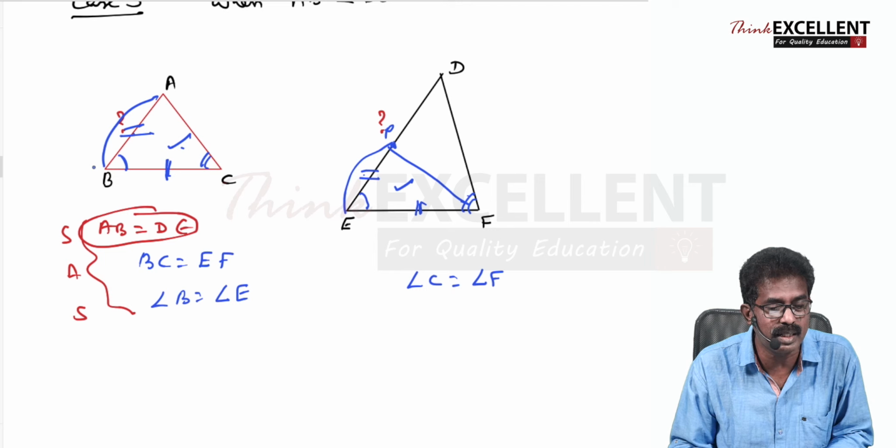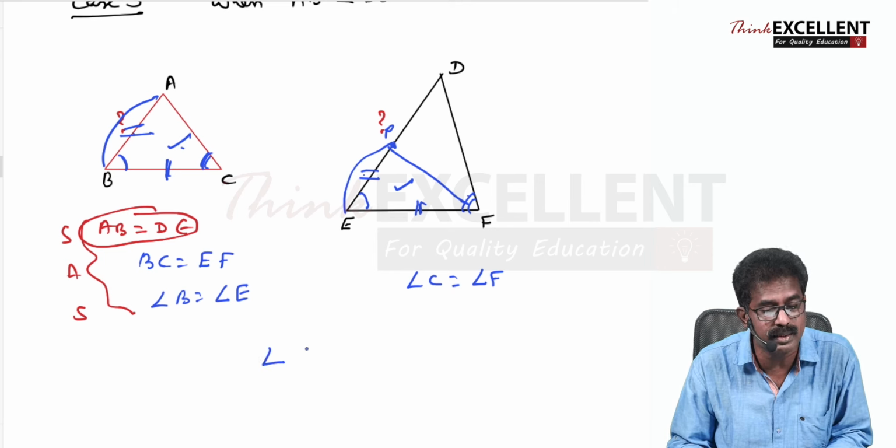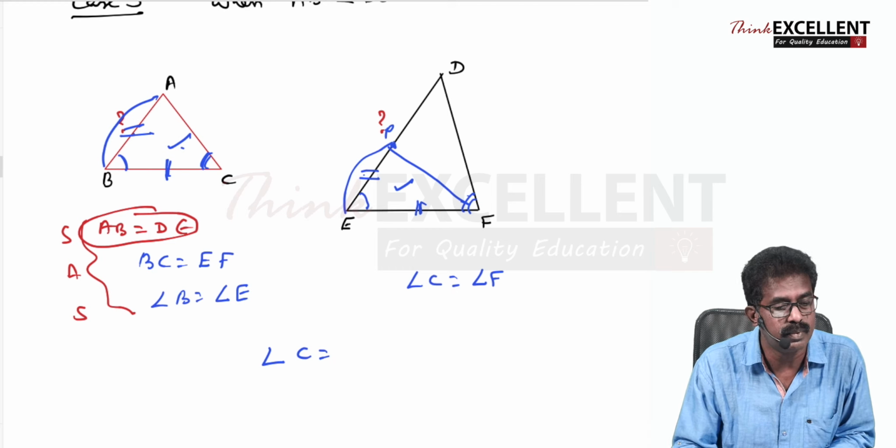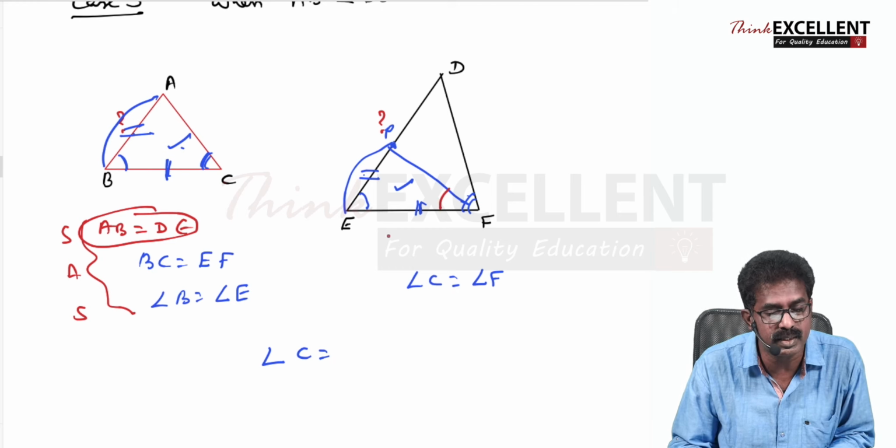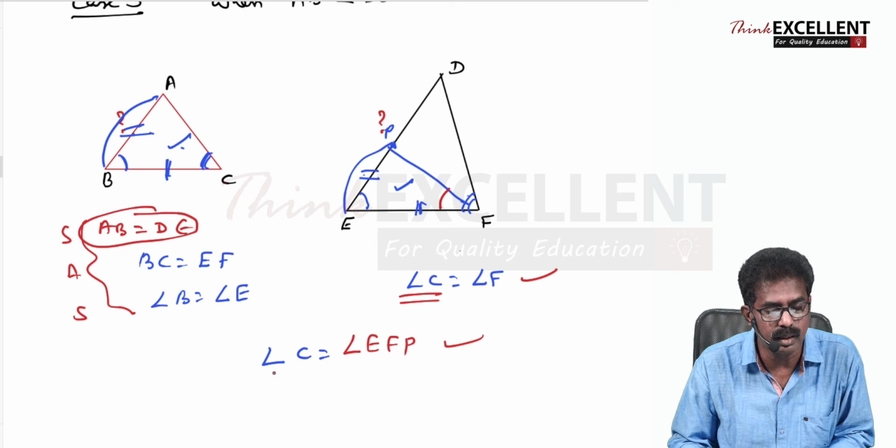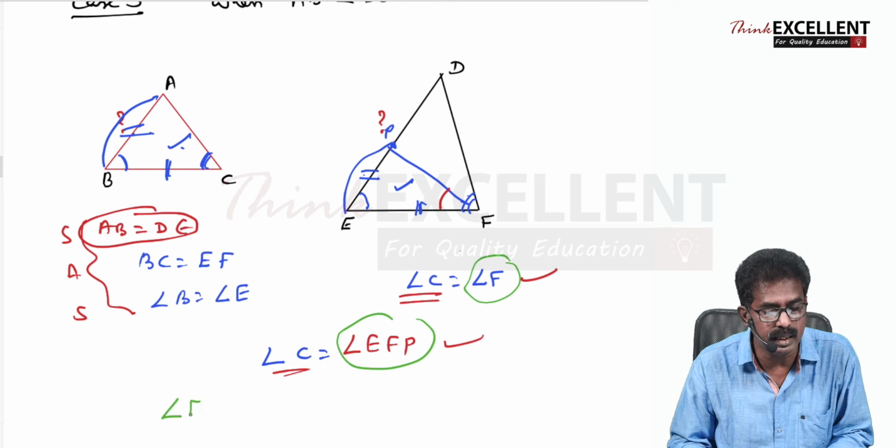So once the two triangles are congruent, corresponding angles are equal. Angle C is equal to, which angle? Only this angle. What's the name of this angle? EFP. Look at these two. The left sides are equal. Once the left sides are equal, you can say the right sides are also equal. So you can say angle EFP equal to angle F.